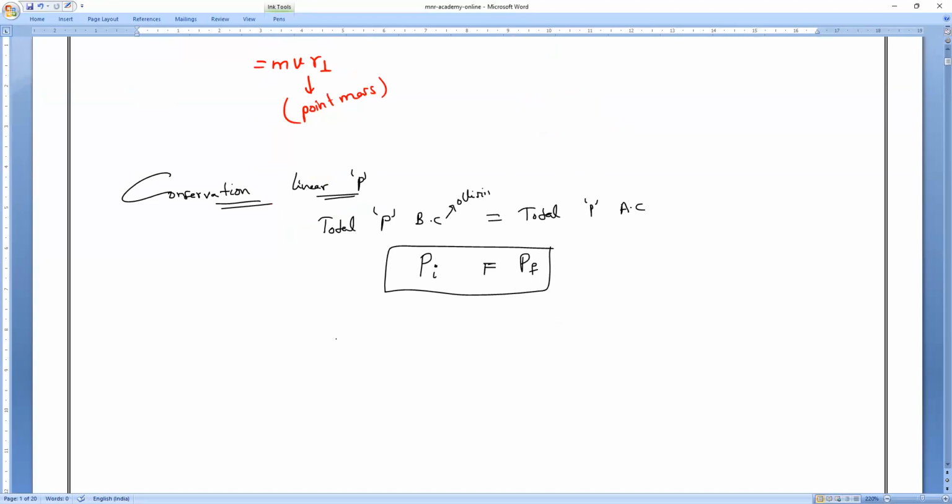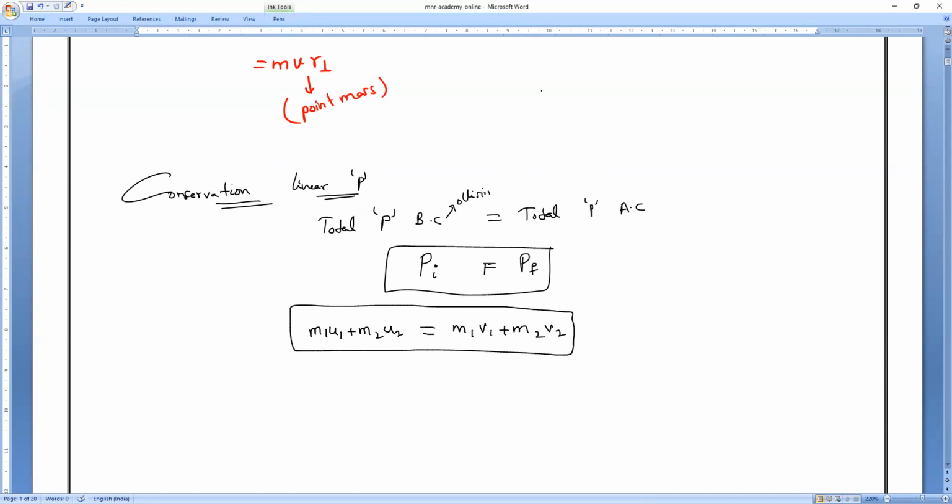So what is the formula you might have studied, everyone? m1 u1 plus m2 u2 is equal to m1 v1 plus m2 v2. So this is the conservation of momentum formula, linear momentum, which we have already studied in the 9th class. Yes, can you hear me? Now, if you notice it here, observe very carefully. Now we are going to study conservation of angular momentum.